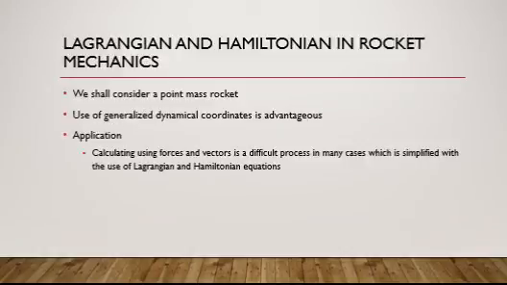Now let us look at Lagrangian and Hamiltonian in rocket mechanics. We shall consider a point mass rocket for this. The equation of a point mass rocket in Lagrangian form, valid in any coordinate system, is derived. The Lagrangian form of the rocket can be used conveniently in the calculation of rocket motion involving complicated constraints, for which the use of generalized dynamical coordinates is advantageous.